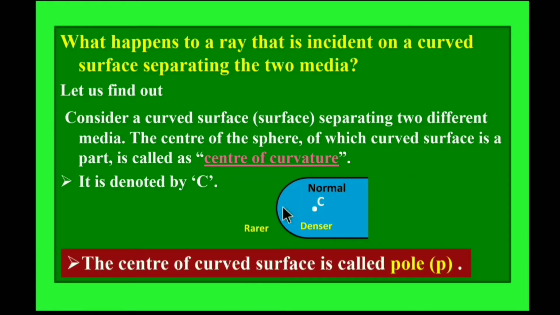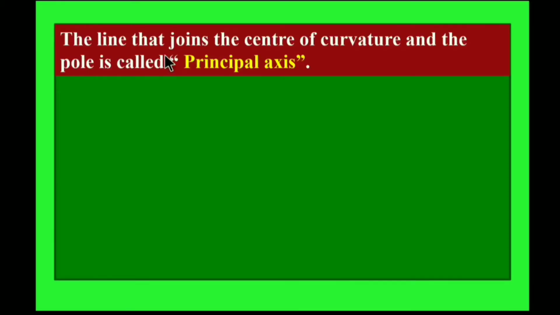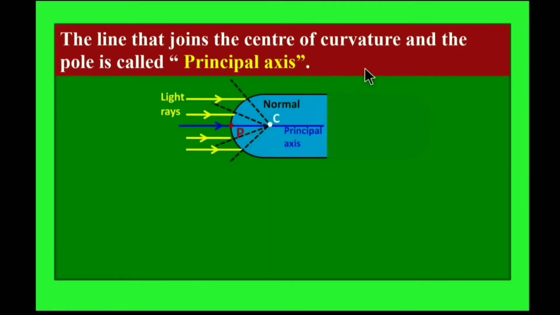The center of the curved surface is called the pole, P. The line that joins the center of curvature and the pole is called the principal axis. If you observe, this line joins P and the center of curvature C, and it is called the principal axis.